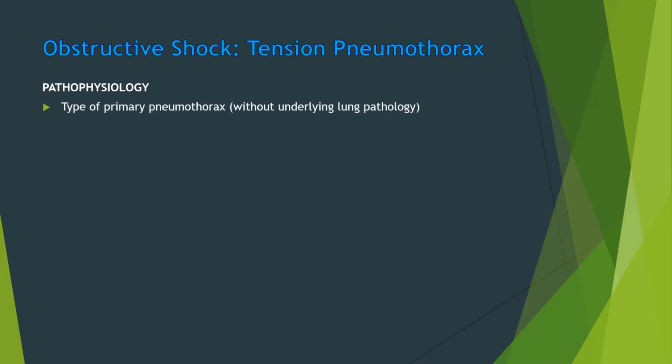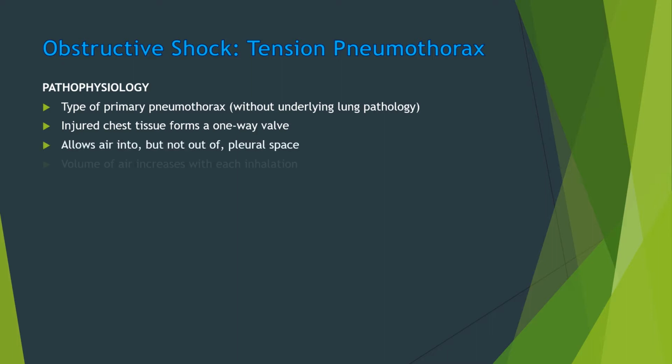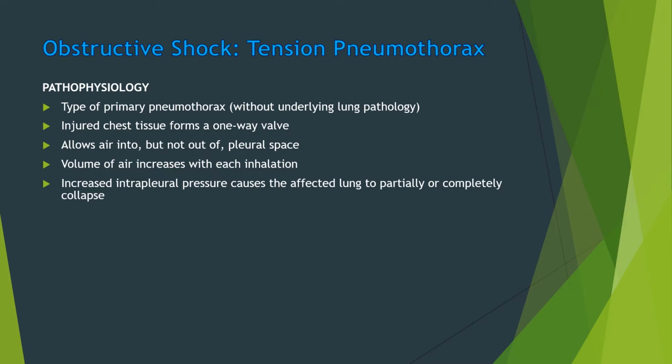So, a tension pneumothorax is a type of primary pneumothorax, which means it doesn't have any underlying lung pathology, where there's a volume of air that is stuck under pressure due to injured tissue forming a one-way valve, which allows air into but not out of the pleural space surrounding the lungs. This volume of air increases with each inhalation, and that causes increased intrapleural pressure, which subsequently causes the lung to partially or completely collapse, which eventually impacts on the lung's ability to ventilate.